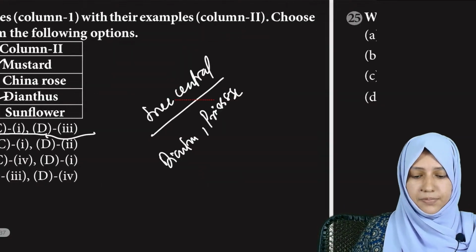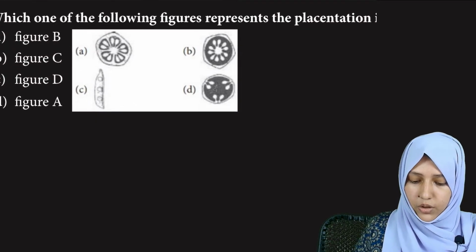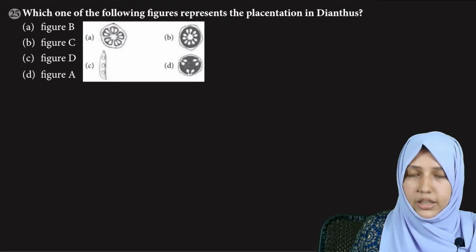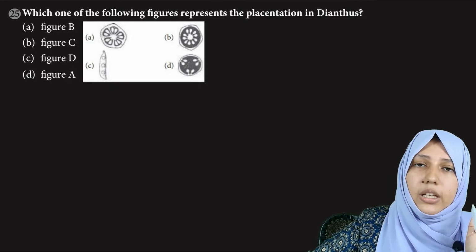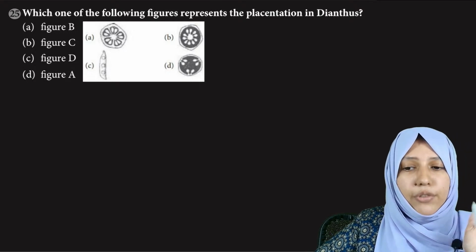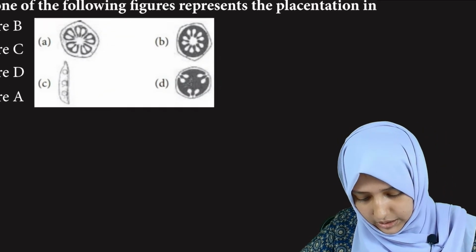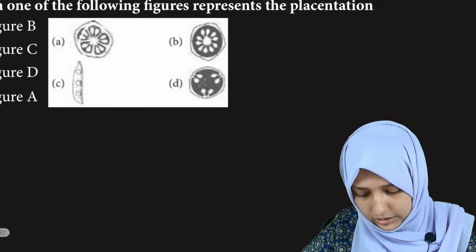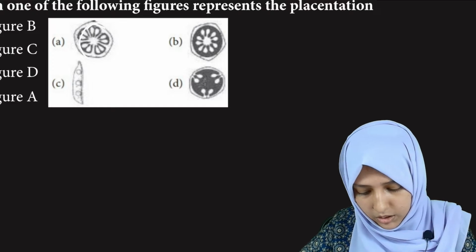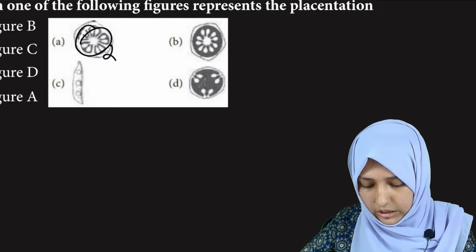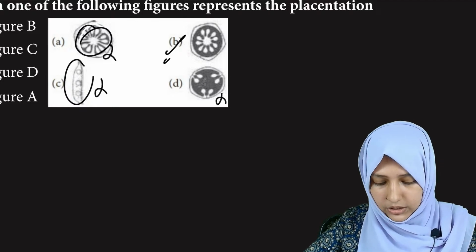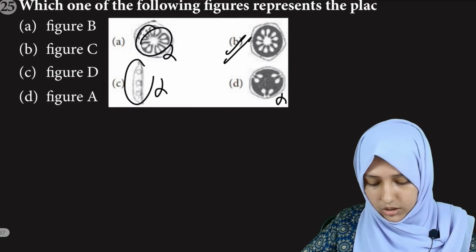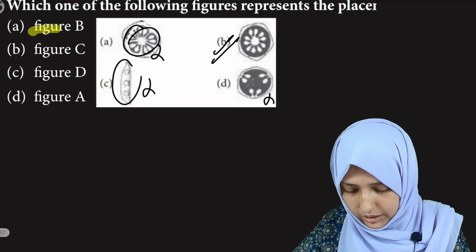Okay, clear? Next one, which one of the following figures represents the placentation in Dianthus? First we have to know what the placentation of Dianthus is. The placentation of Dianthus is free central. So free central is present, this is multilocular, so it is not. This is marginal, this is also wrong. This is parietal, and this one is the right answer where it is free central. So figure B is the right answer.